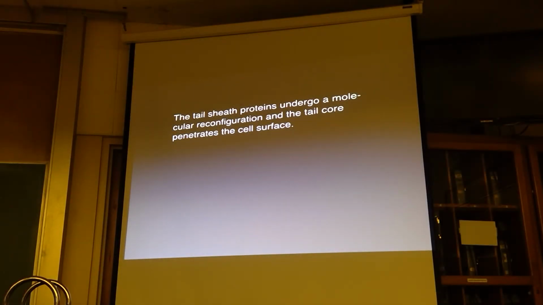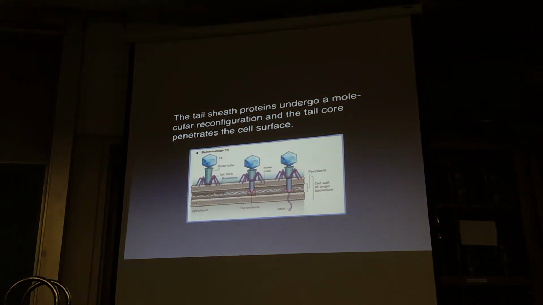So some of them do. Again, tail sheath proteins undergo a molecular change. Here you can see the tail core being injected into the surface of the cell. The sheath shortens, the core goes through, and then the DNA goes into the cell.